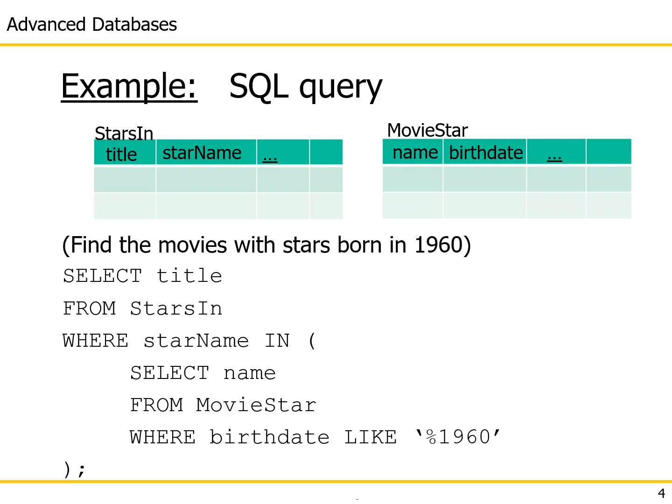Okay? So this is an example of what I'm referring to. If you write this simple query on these two tables, stars in and movie star. In the movie star table, you have a list of movie stars, or tuples, where every tuple is a movie star: the name of the movie star, his birth date and so on. And in the stars in table, obviously there will be other tables here if we're building this for real.